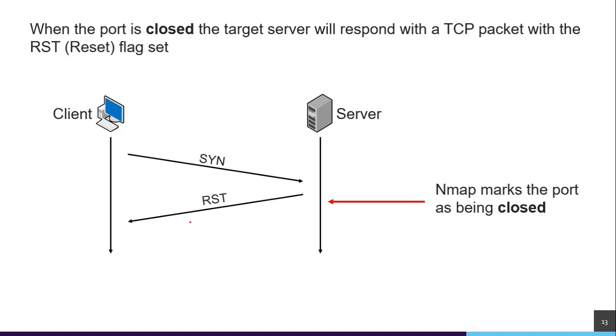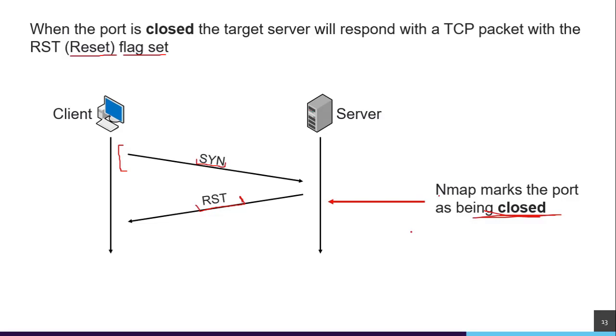What happens when the port that we are scanning is closed? When the port is closed, the target server will respond with a TCP packet with the RST reset flag set. As always, Nmap starts by sending a TCP packet with the SYN flag set to the server. If the port is closed, the server responds with an RST TCP packet, and when Nmap receives this packet, it marks the port as closed.